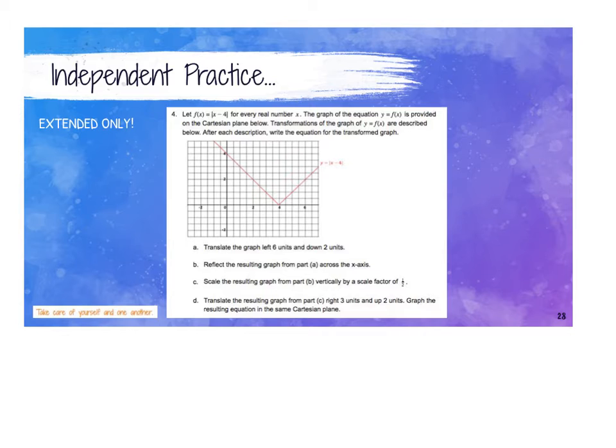So number 4, first of all, we have f of x equals the absolute value of x minus 4. And they have a graph of that. Now we're going to transform that function, okay? So not absolute value of x, we're going to transform absolute value of x minus 4. This is already shifted to the right by 4.